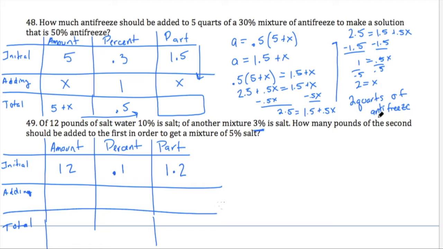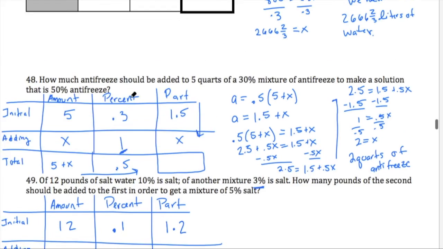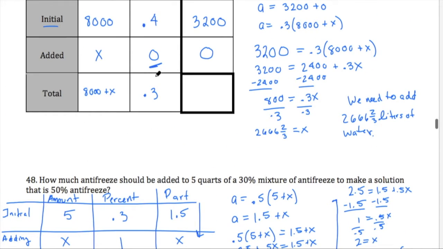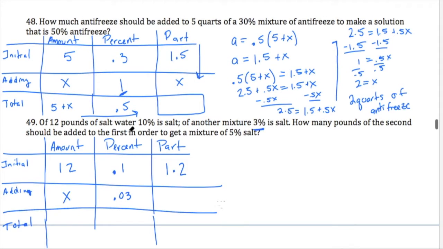The amount we're adding, we don't know that. That's what the question is. How much of the 3% solution are we adding? So x, but we know that it is 3%. So that's 0.03. So unlike before when we had 1 for 100% or we had 0 for 0% because it was water, here we actually have an amount that's in between, 0.03. All right, so if we multiply the amount by the part, we get 0.03x. Okay, so for our total, we have the 12 we started with plus the amount we need to add, so 12 plus x.